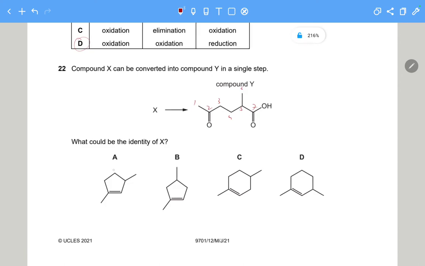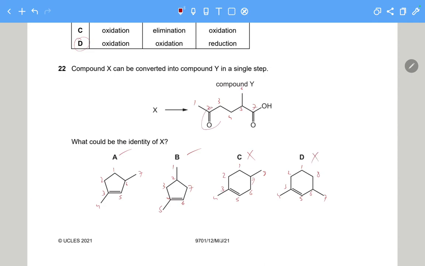Let's count them in each of them. 1, 2, 3, 4, 5, 6, 7. 1, 2, 3, 4, 5, 6, 7. So A and B are good candidates for now. And 1, 2, 3, 4, 5, 6, 7, 8. Not a good candidate. 8 carbon atoms, not possible. And then 1, 2, 3, 4, 5, 6, 7, 8. Again, not possible. Then we look at A and B.